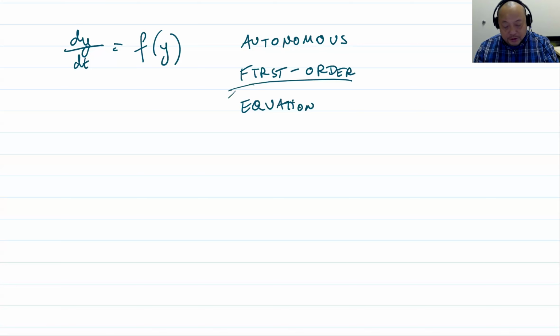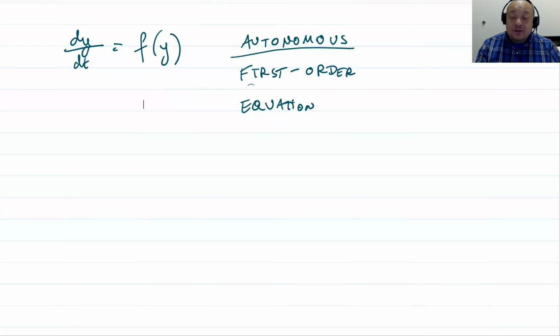It's first order because there's only a first derivative of y in this equation. And it's called autonomous because the t, the independent variable in the equation, does not appear explicitly. It's implied inside of this derivative, but otherwise it does not appear anywhere else in the equation. It's an equation that only depends on the value of y, the dependent variable, not of t, the independent variable.